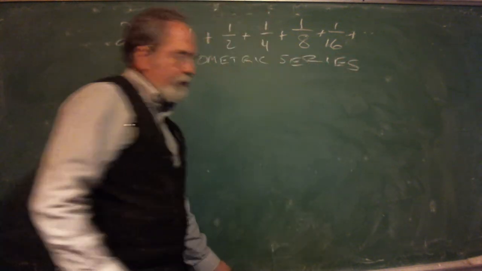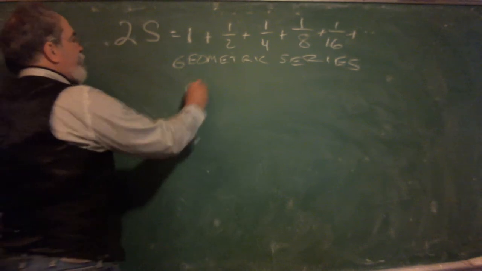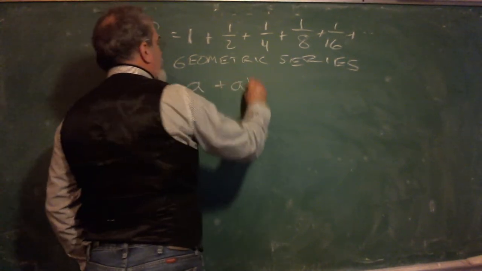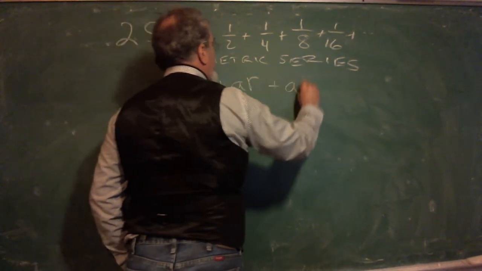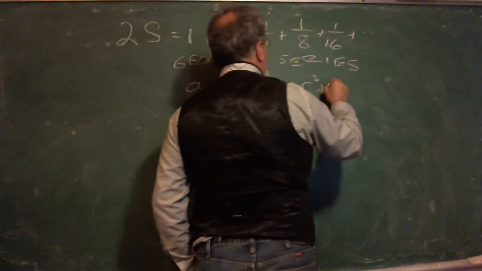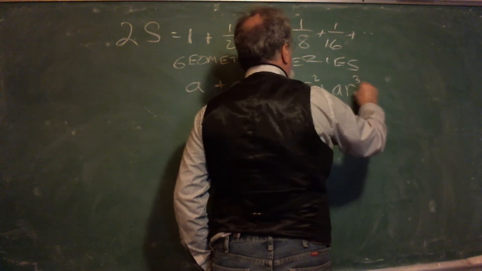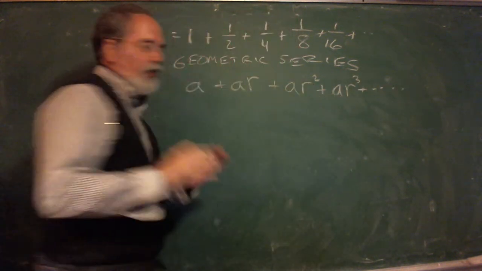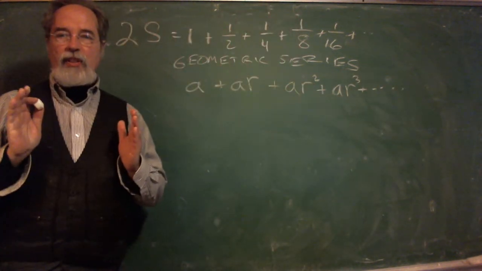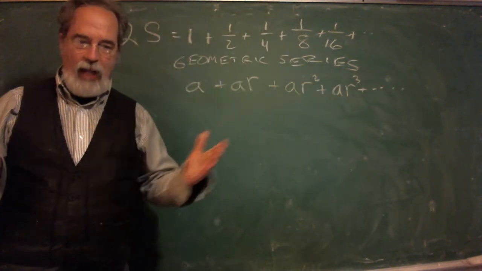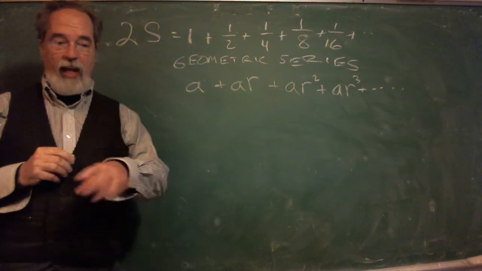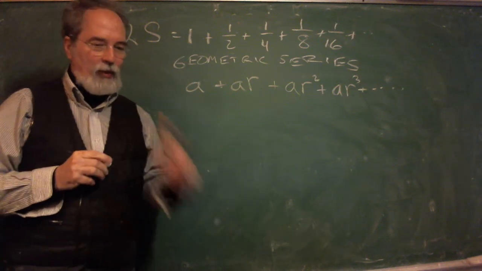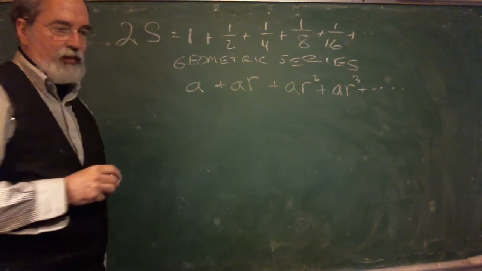It's an important idea. So a geometric series is of the form A plus A times R plus A times R squared plus A times R cubed plus dot, dot, dot. Now, if you only do a finite geometric series, then you don't have the dot, dot, dot. You stop somewhere. And there's a formula for that. It's not as famous as the formula we're about to get. I'd like to get this formula.